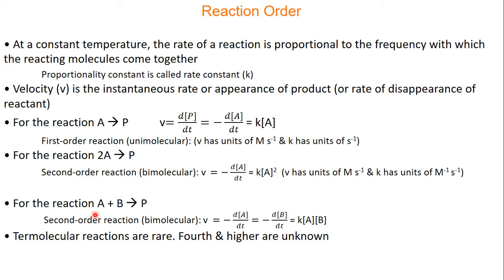Anything higher than a second order is really rare. So termolecular, three things coming together, is rare. Fourth order and higher are unknown because for these reactions to happen, all of these things need to crash into each other at the same time. So having four things crash into each other at the same time would be extremely rare, so we don't really see those at all.